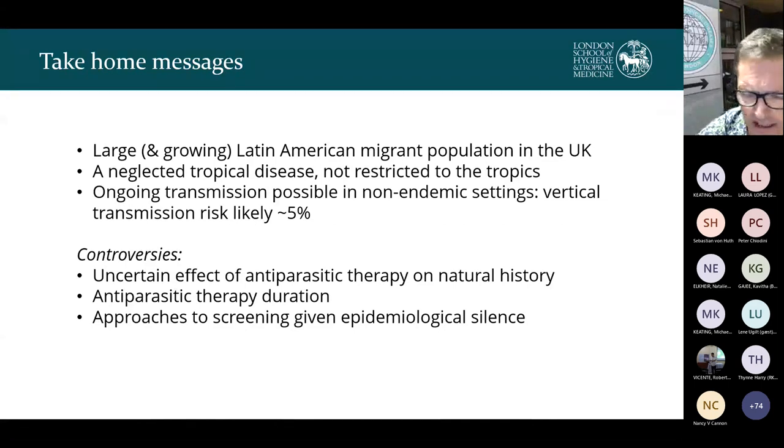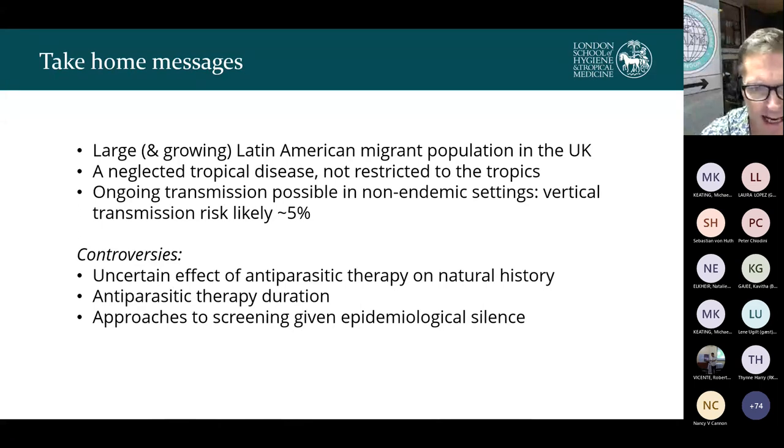The vertical transmission risk, I think Peter alluded to, is probably in the region of 5%. It's probably higher in people who are PCR positive. It's probably higher in endemic settings, but we don't actually know that for sure. And certainly we have an opportunity to do something about that.